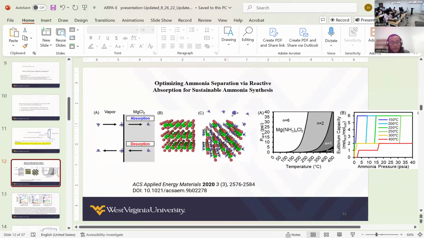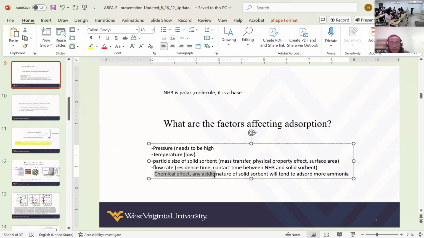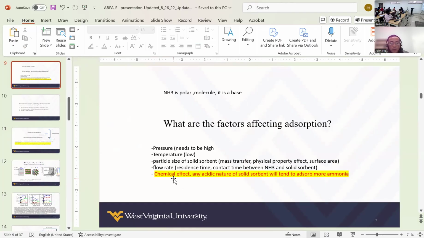So this separation, remember we talked about the property of the chemical effect. Acidic nature of the solid solvent will tend to absorb more ammonia. All right, just try to memorize this sentence. So when we talk about the importance of the solid solvent, we talk about the chemical effect or the chemical property of a solid solvent to absorb ammonia.